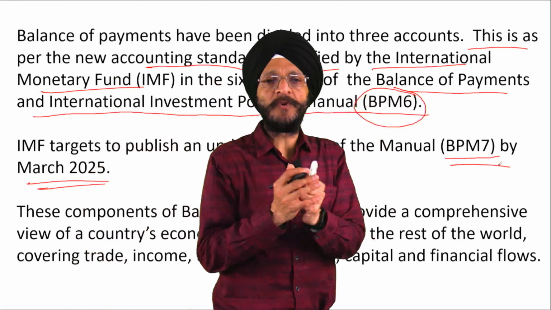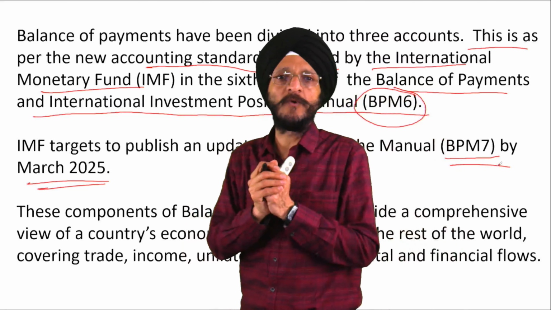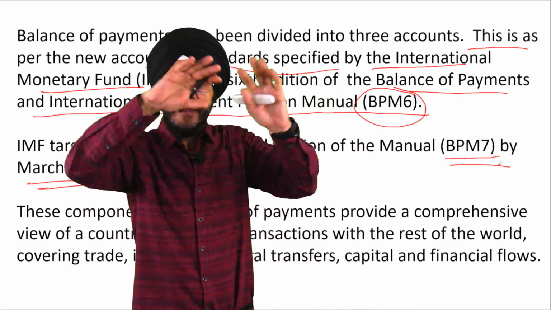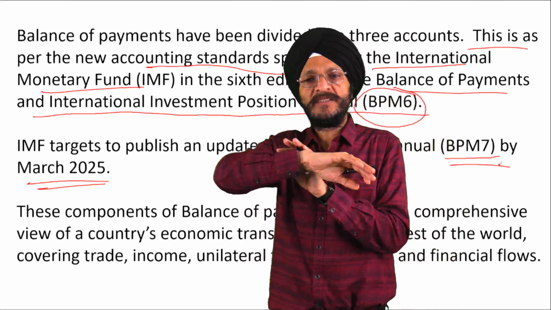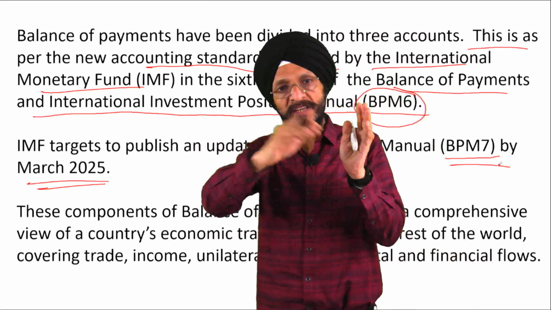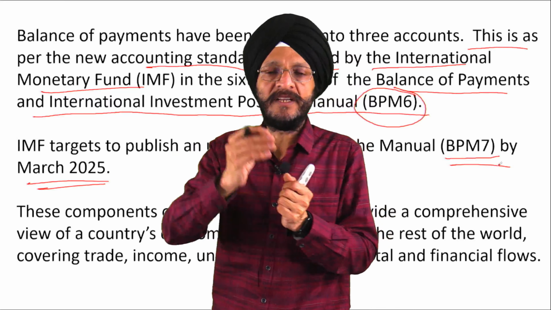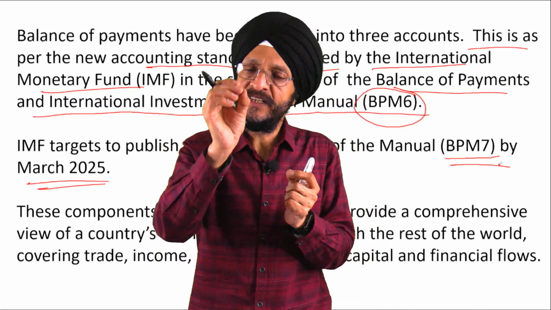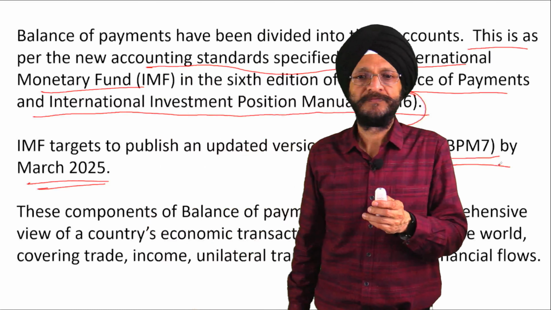Now all these components, whether it is current account, capital account or financial account, provide a comprehensive view of the country's economic transactions with the rest of the world. It covers export and import of goods and services. It covers unilateral transfers, that is the current transfers, capital transfers, and financial flows.